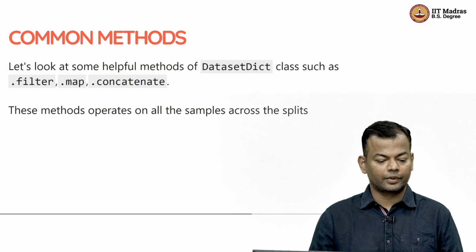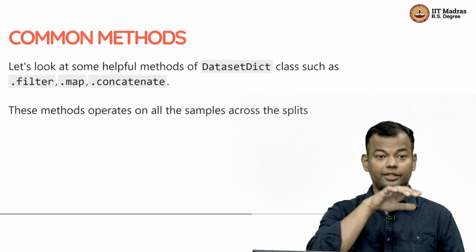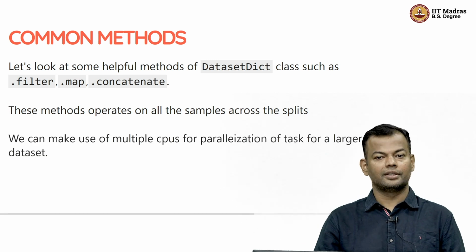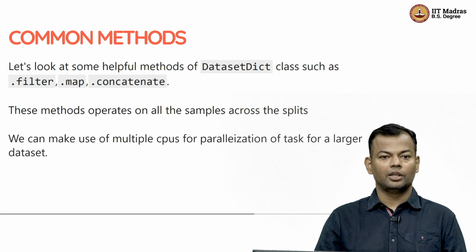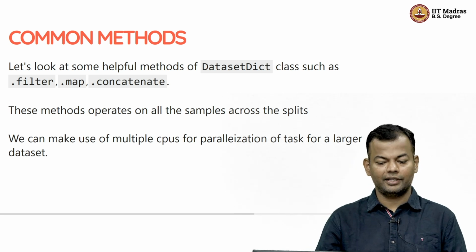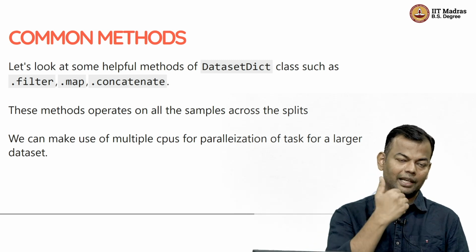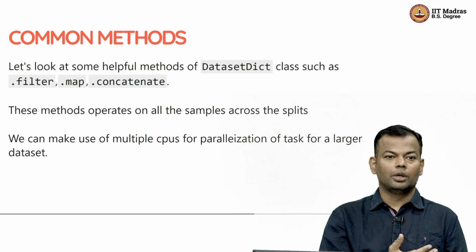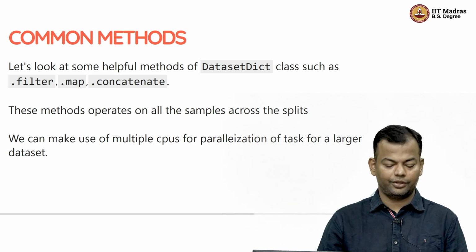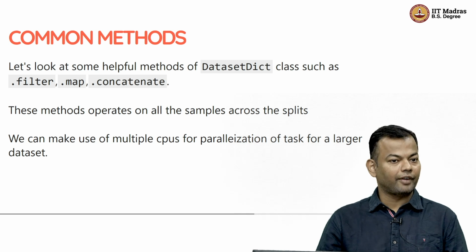As mentioned here, these methods operate on all the samples, on all the splits. Once we take an example, we'll understand. We can use these methods across multiple CPUs to parallelize them, and these are generally used when you have large scale datasets. So you would want to parallelize on multiple CPUs so that your job gets done faster.